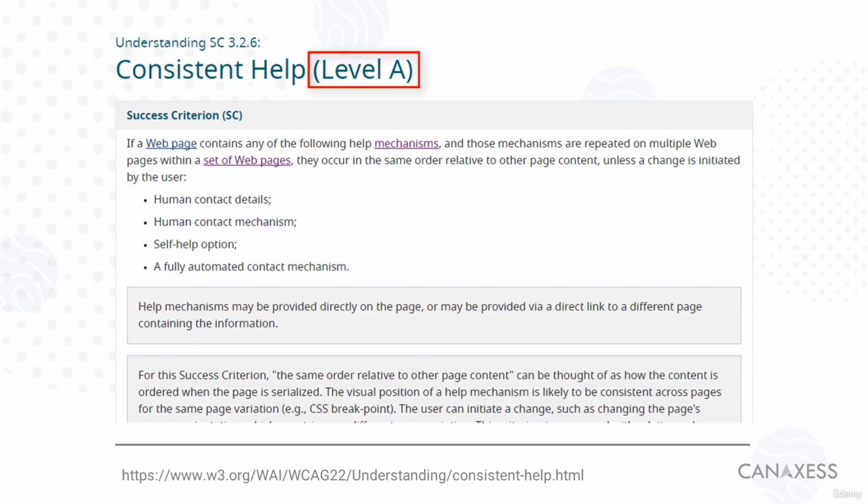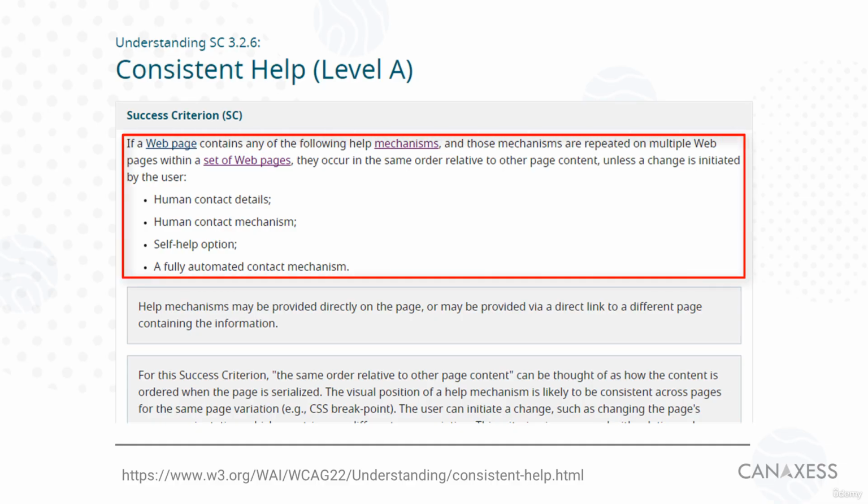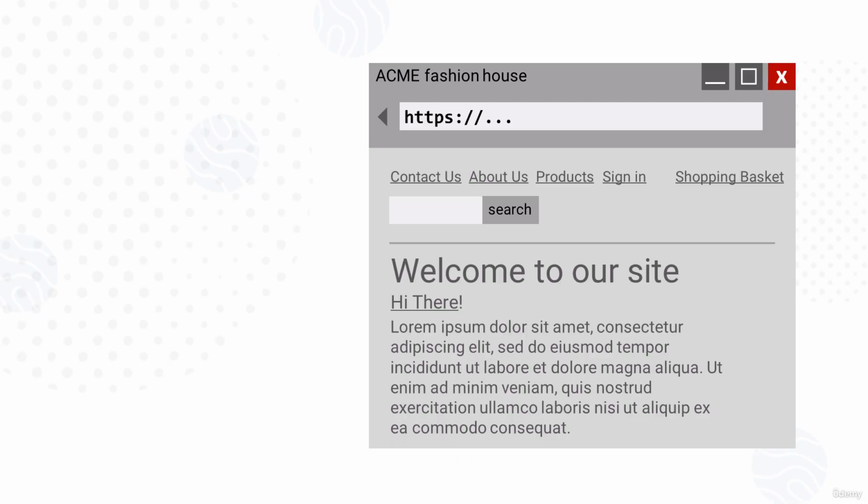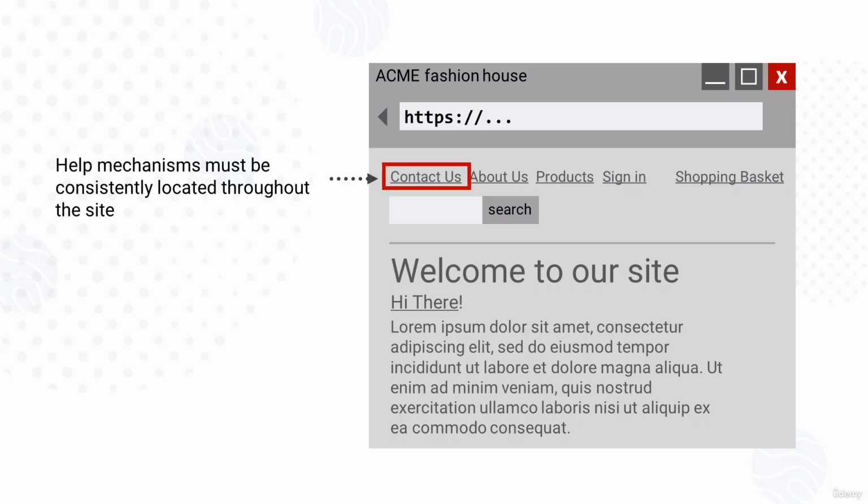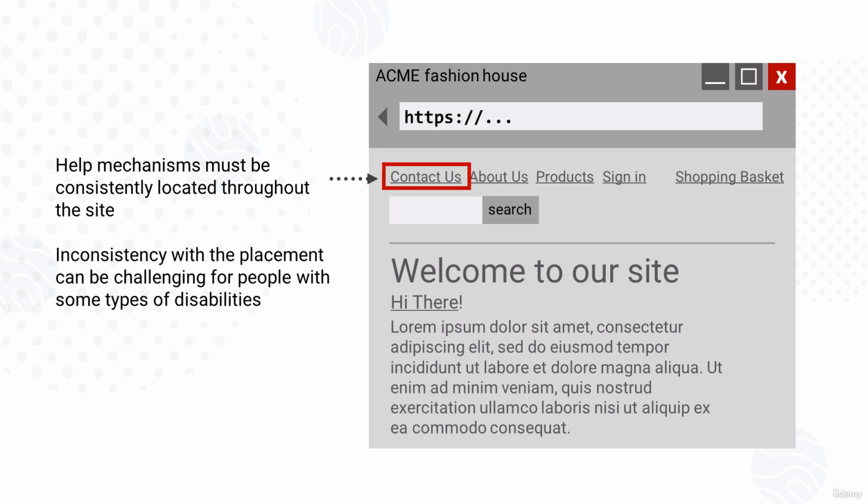3.2.6 Consistent Help is a criterion supporting users with cognitive and memory impairments. To pass, you need to ensure if human contact details, self-help, or automated help repeat on multiple pages, they occur in the same relative order. When encountering problems completing a task on the web, we all benefit from a consistent location to find help. But inconsistency with the placement can be particularly challenging for people with some types of disabilities, including cognition or memory impairment, who may be unable to work through the issue without further assistance.